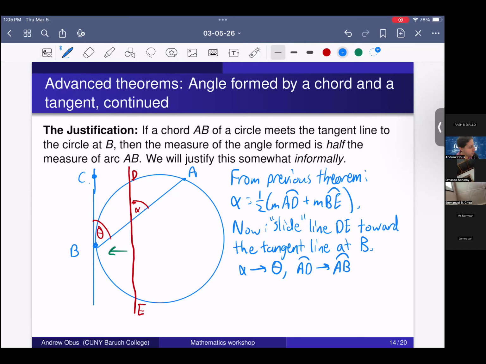And what happens to arc BE? Well, as we slide this along, the E gets very close to B. So arc BE just becomes 0, right? Because the E just goes to B. So arc AD goes to arc AB and arc BE just goes to 0.